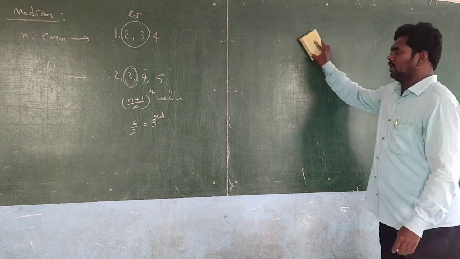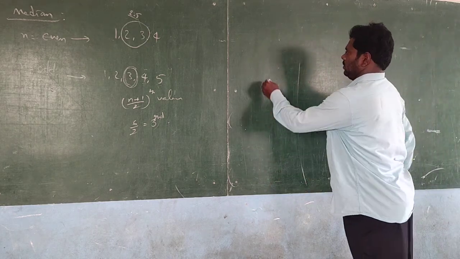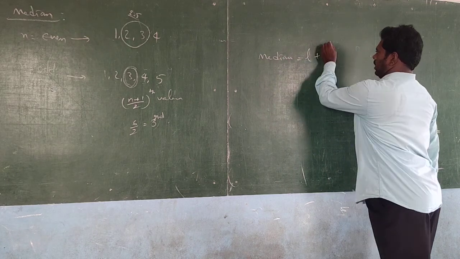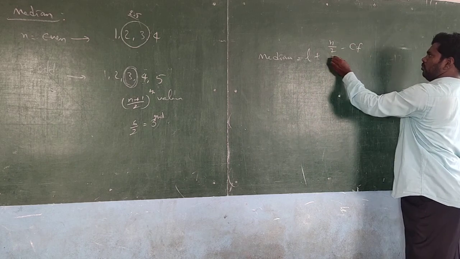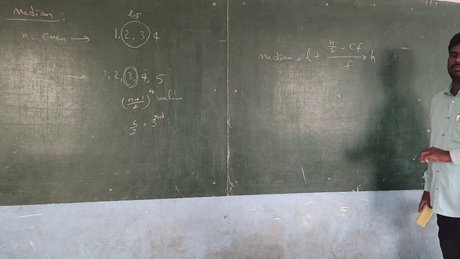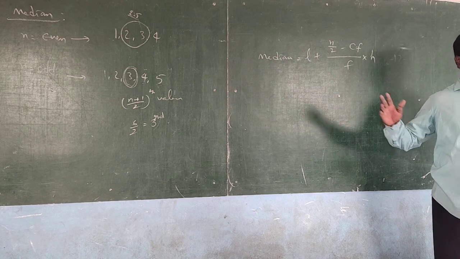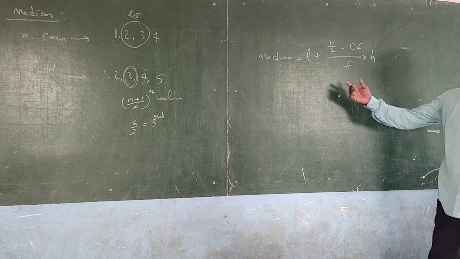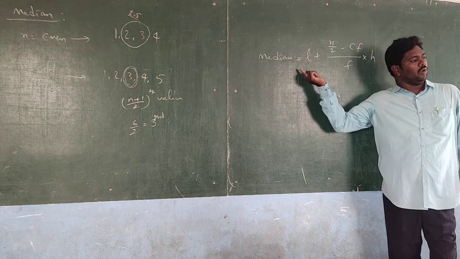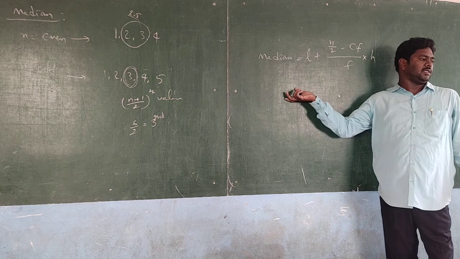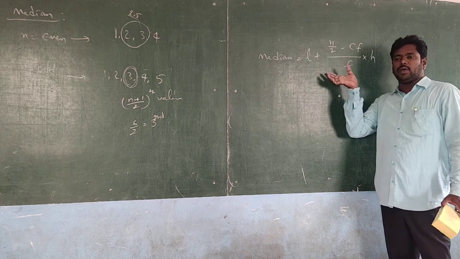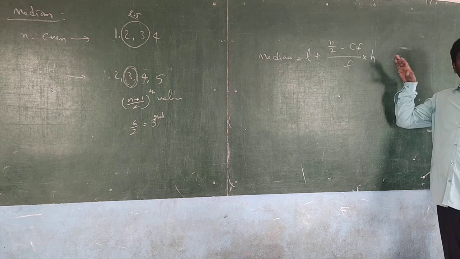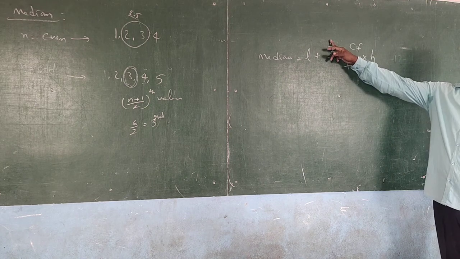The formula for the median. The median for grouped data formula is L plus (N by 2 minus CF) by F into H. Okay? It is entirely different from mean and mode. And this is about the median, so what are the terms here? L is the lower boundary of the median class. Next, F is the frequency of the median class. And H is the size of the class.